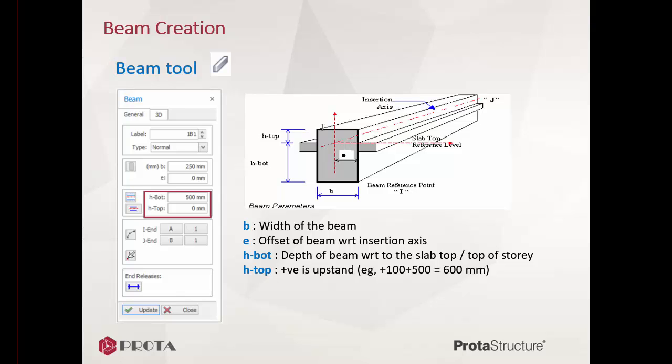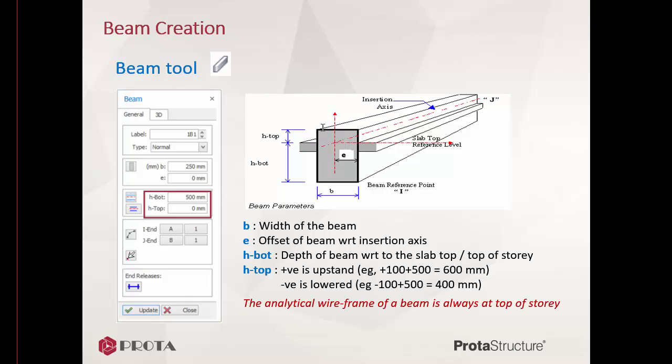Example, if H top is 100 mm, and H bottom is 500 mm, then the total depth of the beam is 600 mm. If a negative H top is entered, the beam will be lowered. Example, if H top is negative 100 mm and H bottom is 500 mm, then the total depth of the beam is 400 mm. The beam analytical wireframe in elevation is always at the top of the slab, which is also the top of the story. It is not affected by the value of H top.